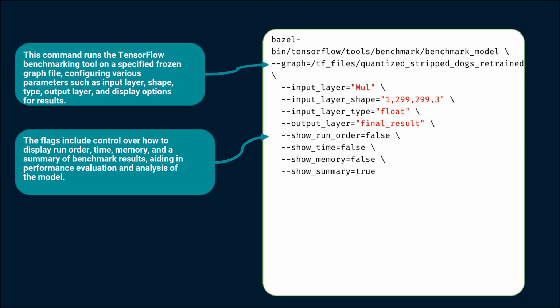The flags --show_run_order, --show_time, and --show_memory set to false allow us to focus on the summary of performance metrics provided by the benchmark, which is essential for assessing how our model meets speed and efficiency requirements in a mobile context. Finally, setting --show_summary equals true ensures we receive a detailed summary of the testing results, which will help us make informed decisions about deploying our model.